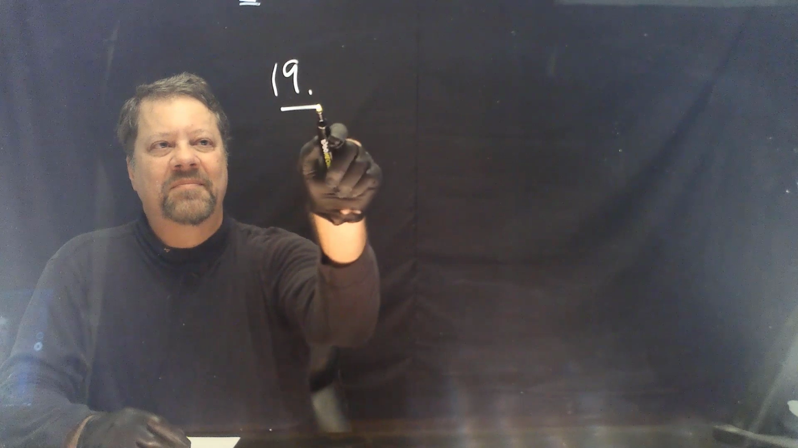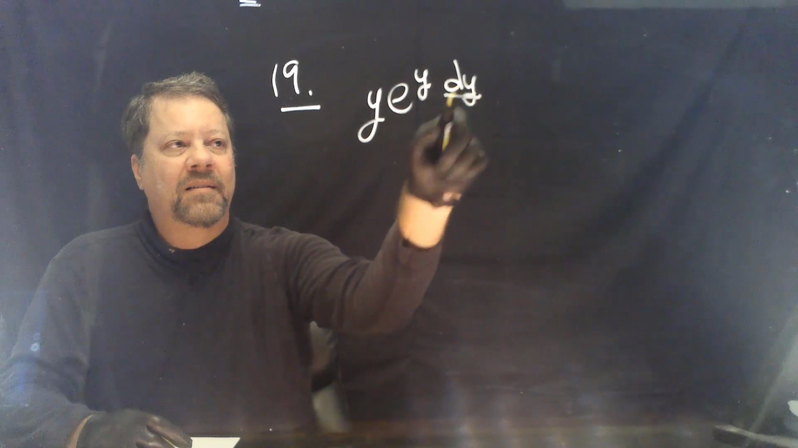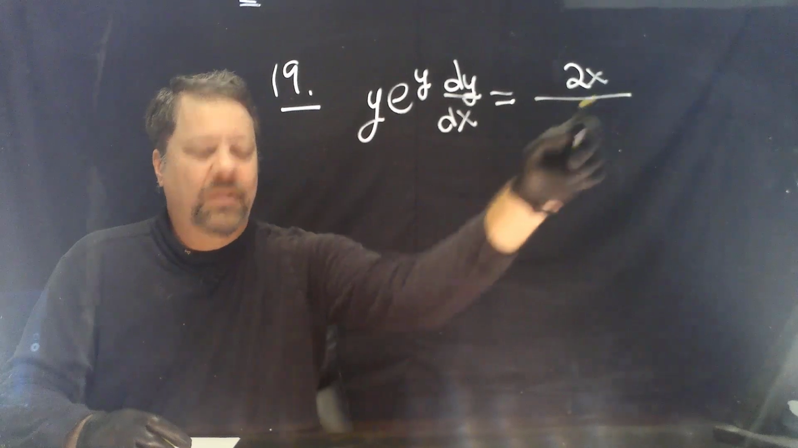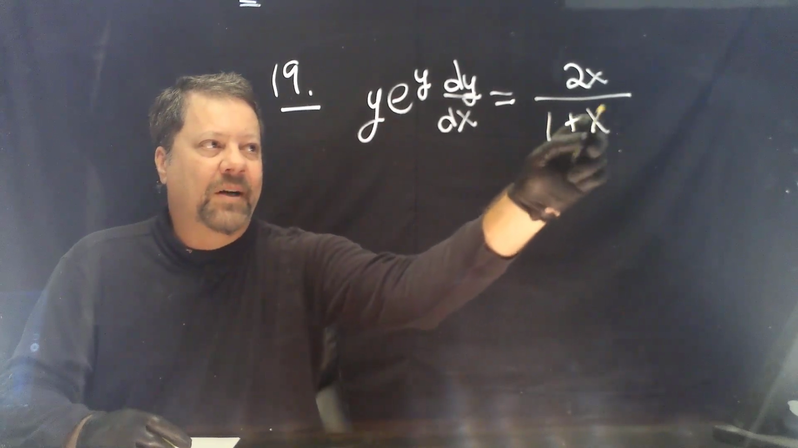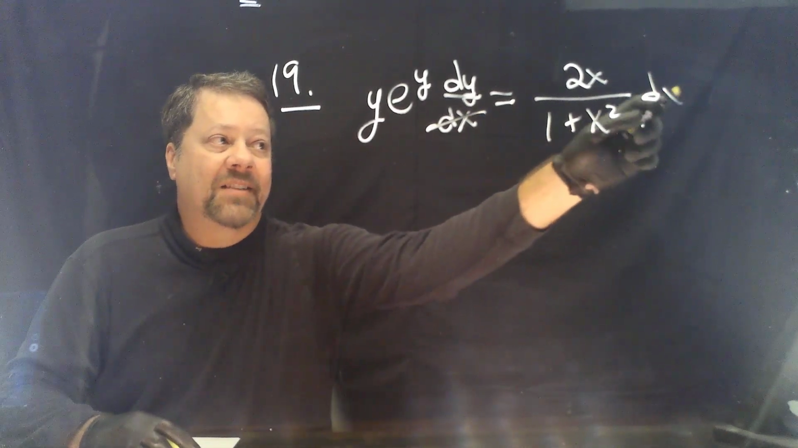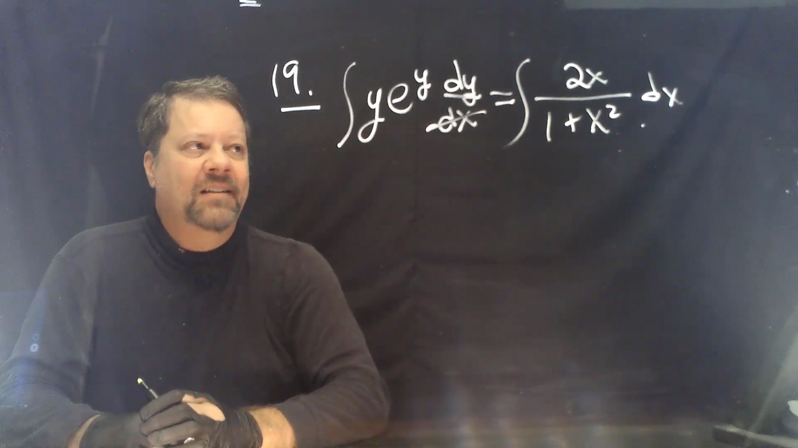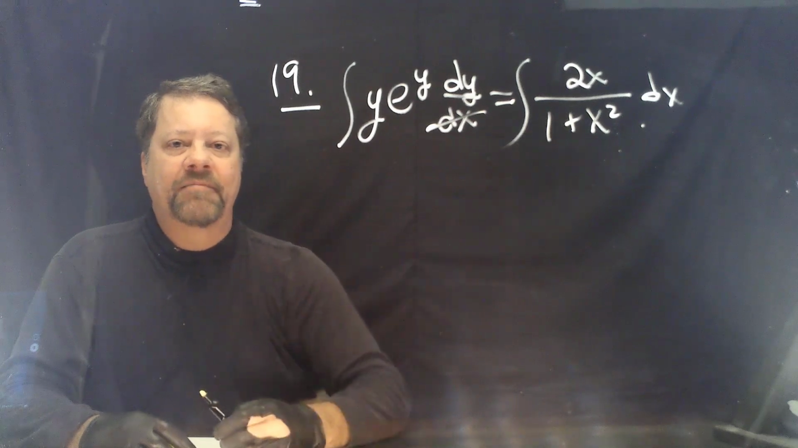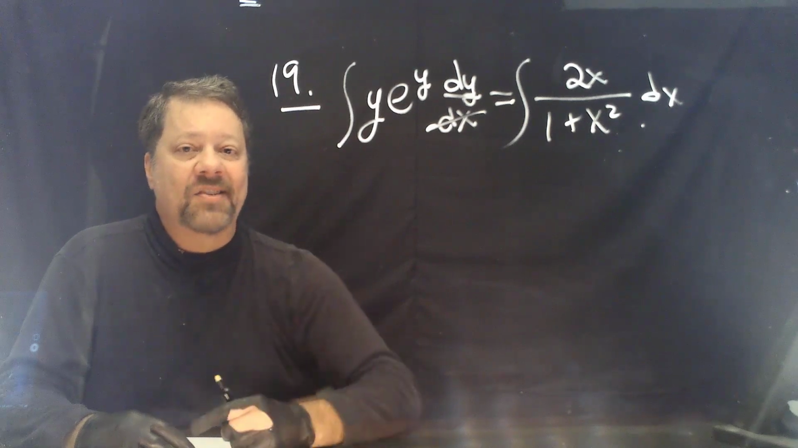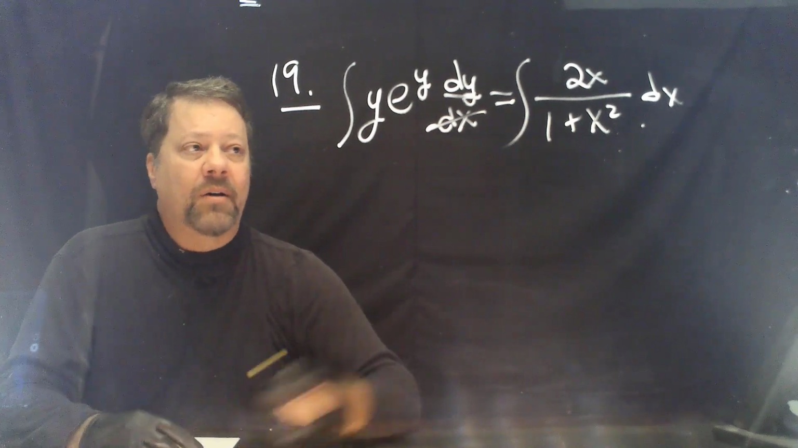On number 19, we have y e to the y dy dx is equal to 2x over 1 plus x squared. In this case, you can separate the variables just by moving the dx over and then integrating. On the right-hand side, we have something that looks like f prime over f. If it were a 1 in the numerator, we'd have an arctangent of x. But because we have an x in the numerator, the derivative of x squared is 2x, it's going to be a log.